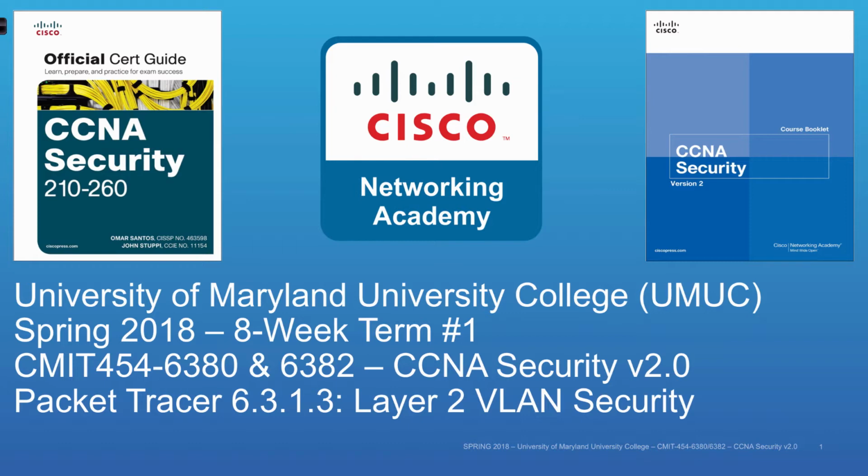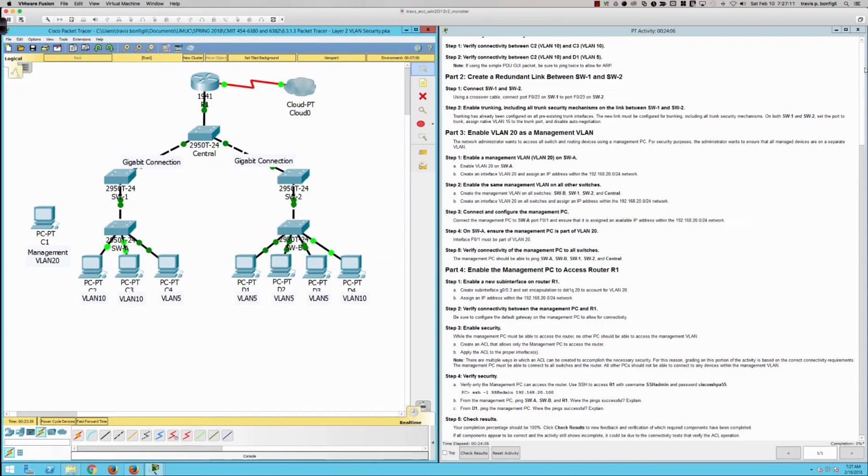This is the Cisco Networking Academy CCNA Security version 2.0 course, and this morning's Packet Tracer tutorial and solution set is going to be on Packet Tracer Activity 6.3.1.3, where we're going to be taking an in-depth look at Layer 2 VLAN security. And this activity appears to have quite a bit of moving parts. So let's go ahead and dive in here.